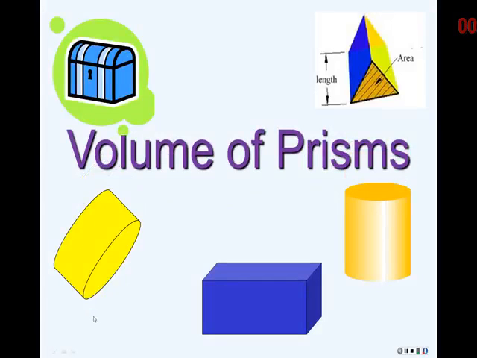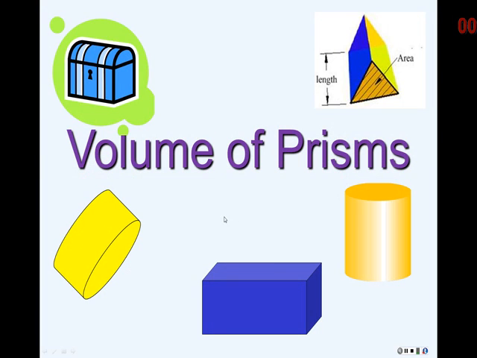All right, today we're going to talk about volume of prisms. And prisms are three-dimensional figures, like this rectangular prism here. This is a triangular prism here because it's a triangle. And then we have cylinders. So we're going to talk about those types of shapes.